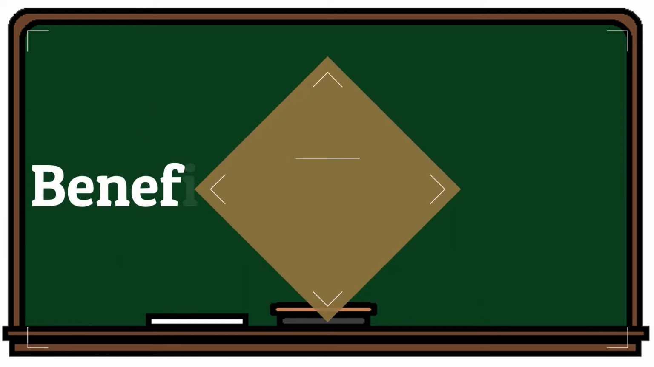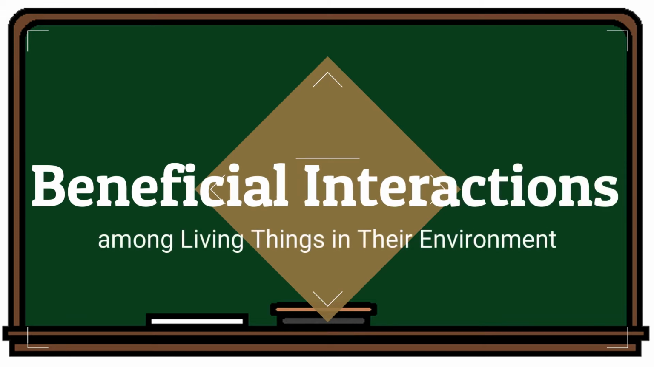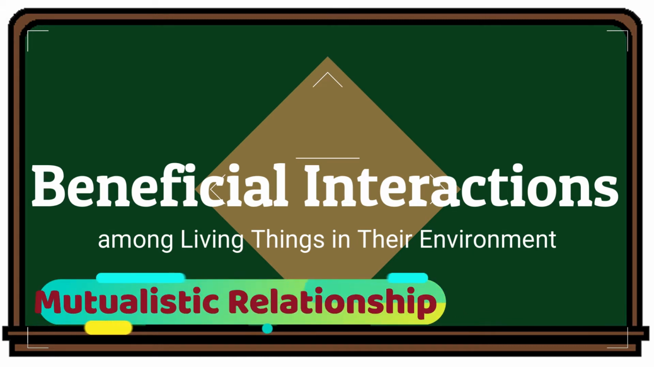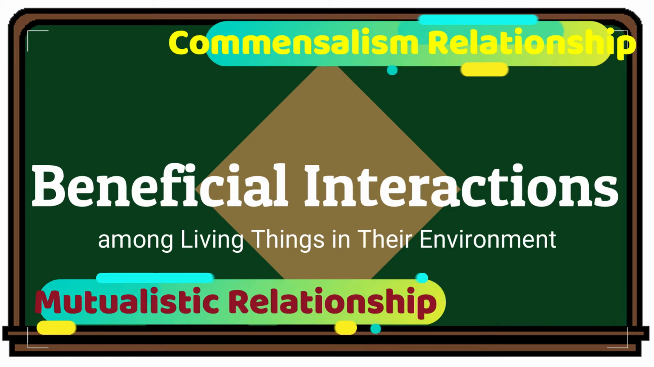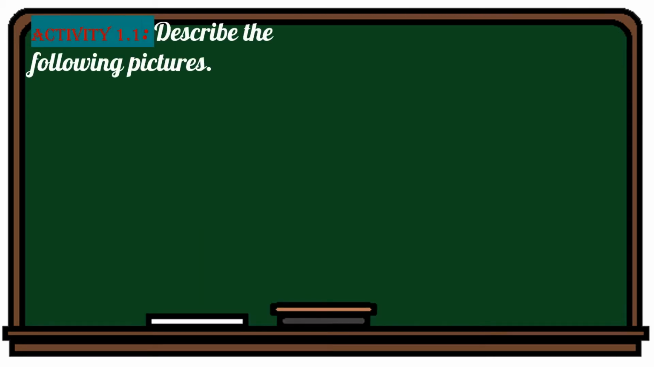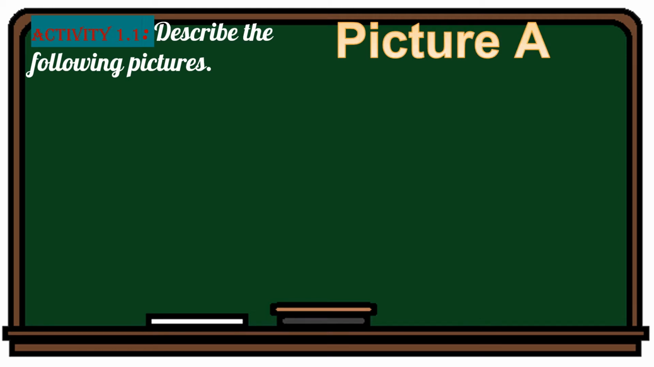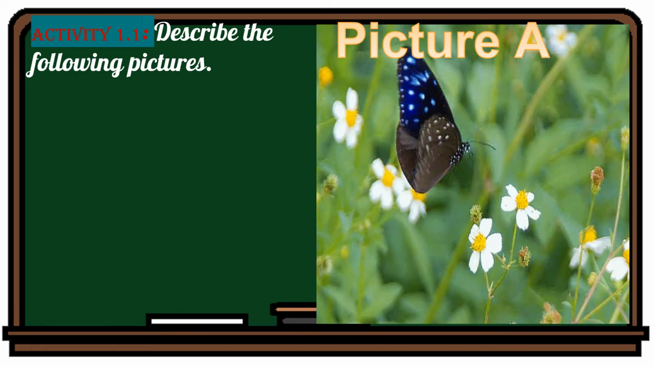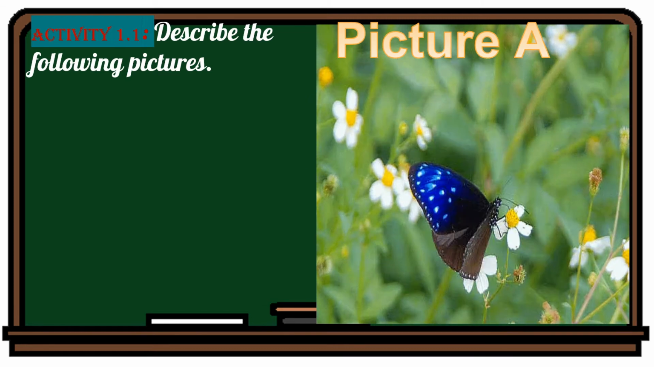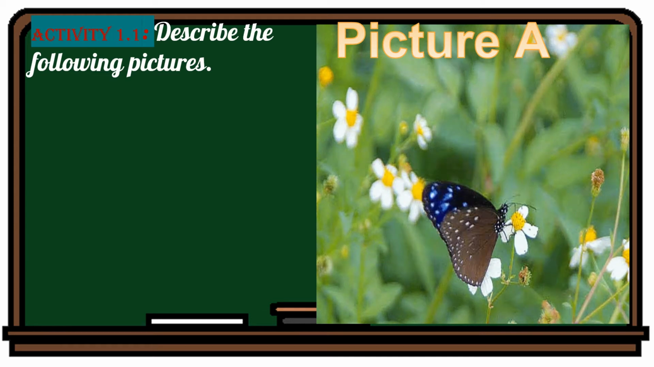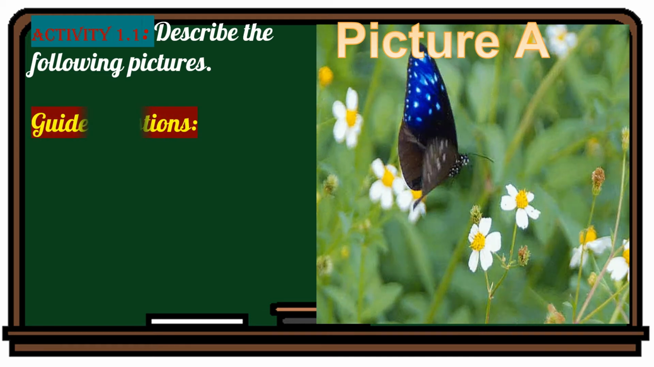Now, class, to fully understand the beneficial interactions among living things in their environment, such as the mutualistic relationship and commensalism relationship, you are going to perform activity 1.1. In this activity, you are going to describe the following pictures. For picture A, we have here the interaction between the butterflies and the flowers. Here are the guide questions.